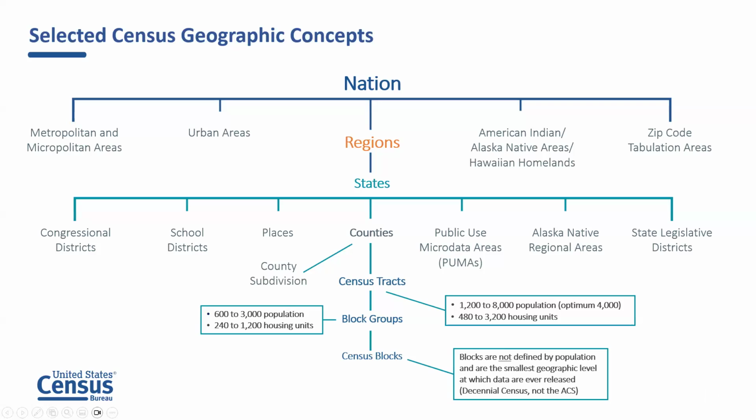Census blocks are down here, and this data is only ever released through the decennial census products. The ACS provides data only up to the block groups. So if you're looking for data, just understand that the lowest geographic level you're going to get for ACS is block group. If you need below that, it'll be decennial data only.